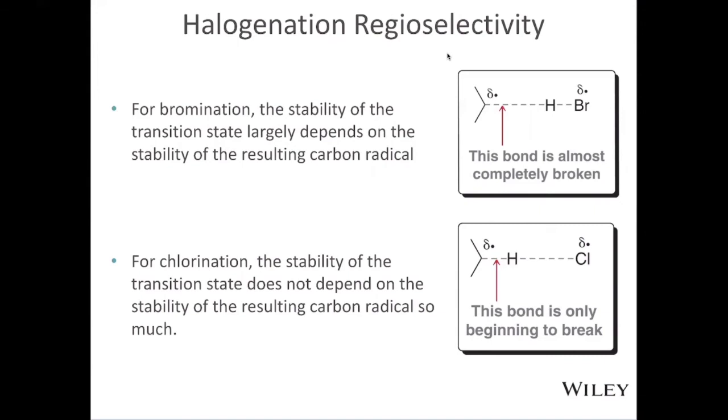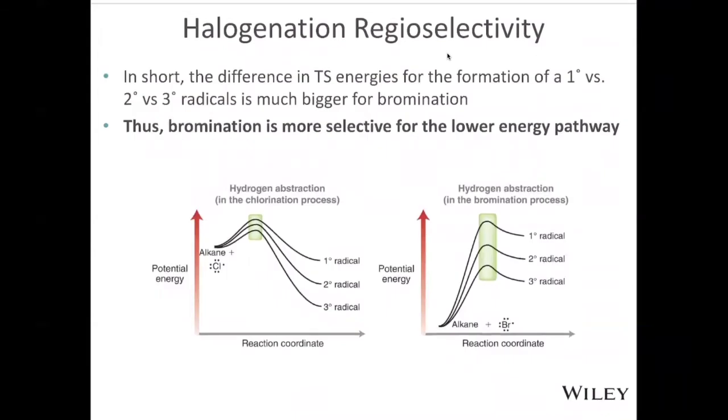For bromination, the stability of the transition state largely depends on the resulting carbon radical stability. Whereas for chlorine, the stability of the transition state does not depend at all on the resulting carbon radical. So if we pull this all together, we can see with chlorine here, the differences in energy of the transition state are not that pronounced. And so there's going to be less selectivity. Whereas in this case with the bromine, the differences in the transition state energy and the activation energy are substantial.